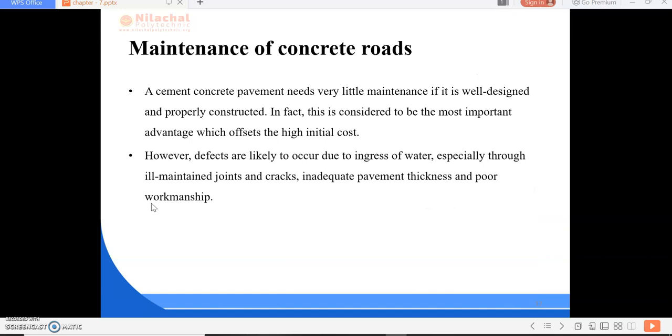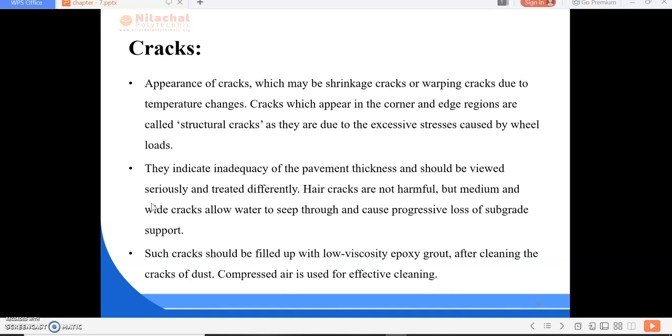Next is maintenance of concrete road. A cement concrete or a rigid pavement needs very little maintenance if it is well designed and properly constructed. In fact, this is considered to be the most important advantage which offsets the high initial cost. However, defects are likely to occur due to ingress of water, especially through ill-maintained joints and cracks, inadequate pavement thickness and poor workmanship.